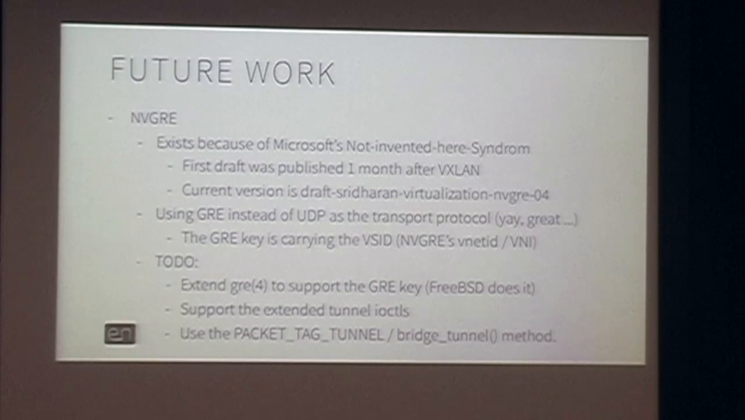The VNI is called VSID. That's also a reason why we just have VNet ID, one name, and not one for each protocol. And it's very easy to add NVGRE support. We just need the GRE key support. GRE key is already a part of the official traditional GRE standard. And I think FreeBSD already has code for it. I once looked at it.